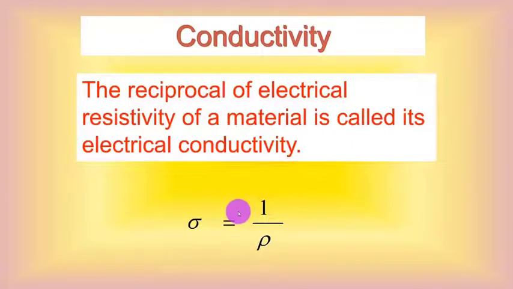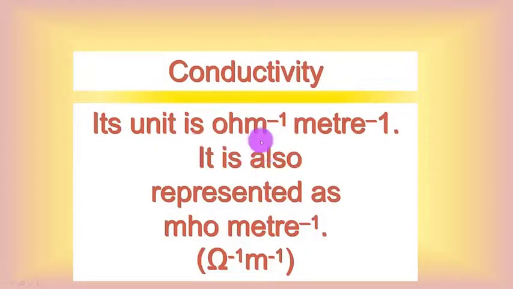Conductivity can be defined as the reciprocal of the electrical resistivity, and sigma is equal to 1 by rho. Here sigma is electrical conductivity and rho is the electrical resistivity. Be familiar with the unit of the conductivity: ohm power minus 1, meter power minus 1. Sometimes ohm power minus 1 can be written as mho, meter power minus 1. And also in symbol we can write it as ohm power minus 1 and meter power minus 1. This is the unit of the conductivity.